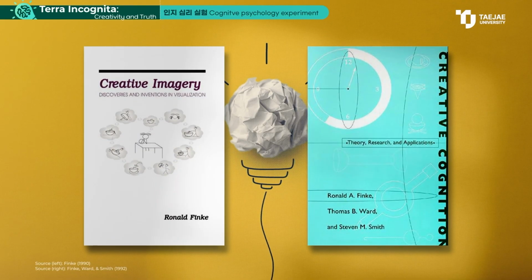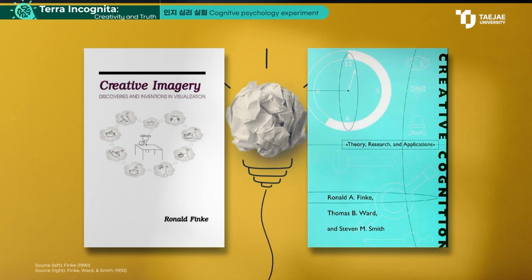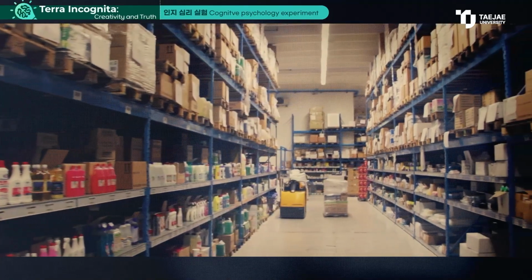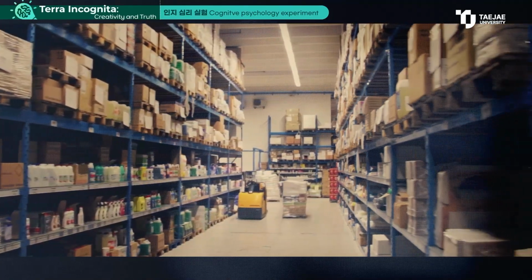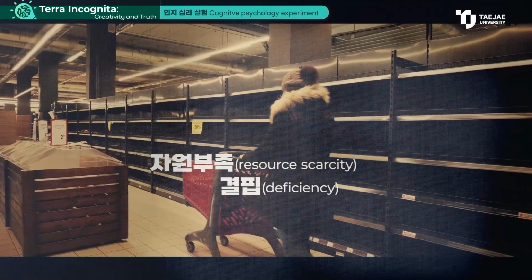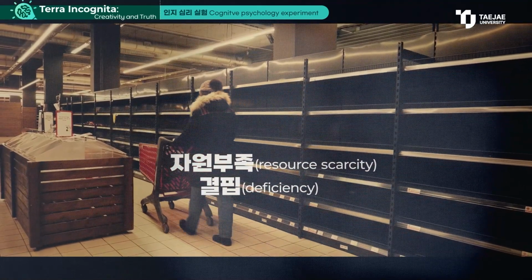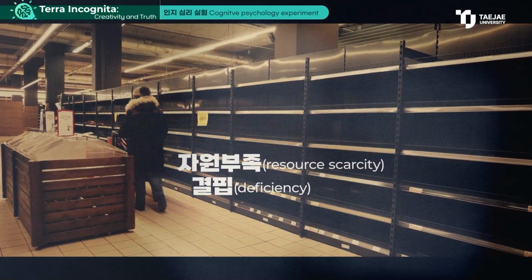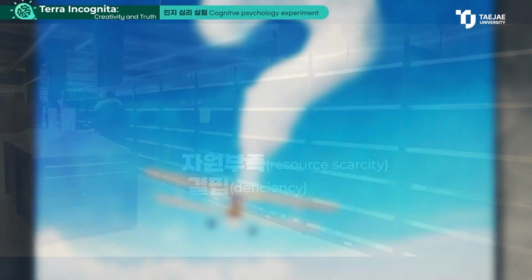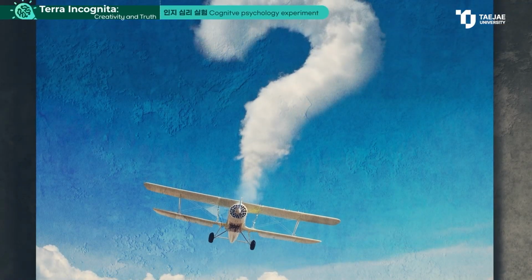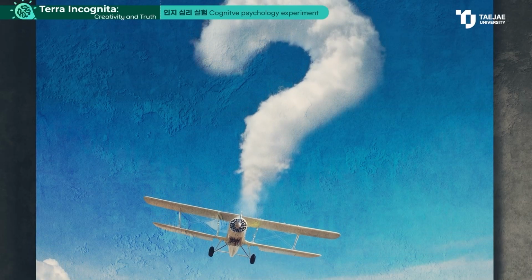This experiment, conducted by cognitive psychologist Ronald Finke, demonstrates that constraints, such as resource scarcity or deprivation, can foster greater creativity compared to situations with abundant resources and freedom of choice. Why did people not demonstrate creativity, even though they had the freedom to choose?